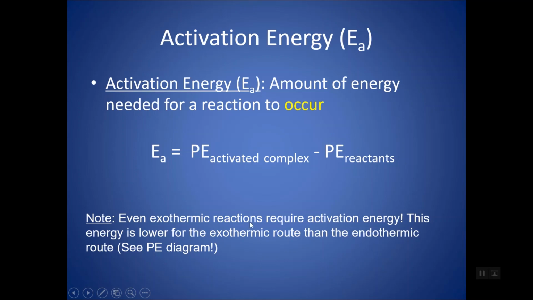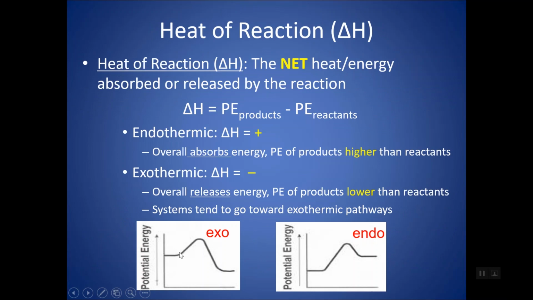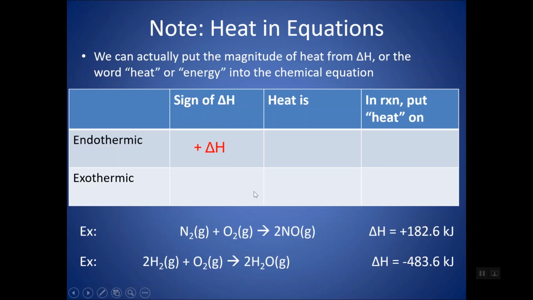Notice that even exothermic reactions require activation energy. Okay, it just happens that this energy is lower for an exothermic reaction over an endothermic one. So if I just go back to show you, they all require some energy to get started. The endothermic route will typically have a higher activation energy than the exothermic route. And that's why systems tend to go toward exothermic pathways, because the activation energy is lower. I need less input of energy to get that reaction started.